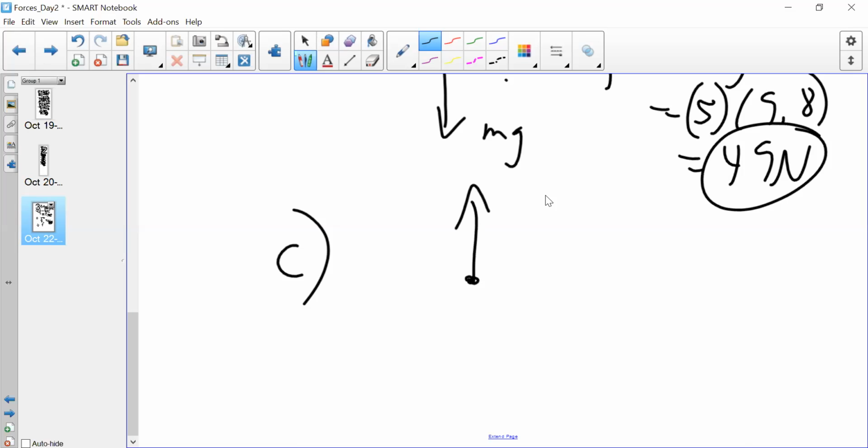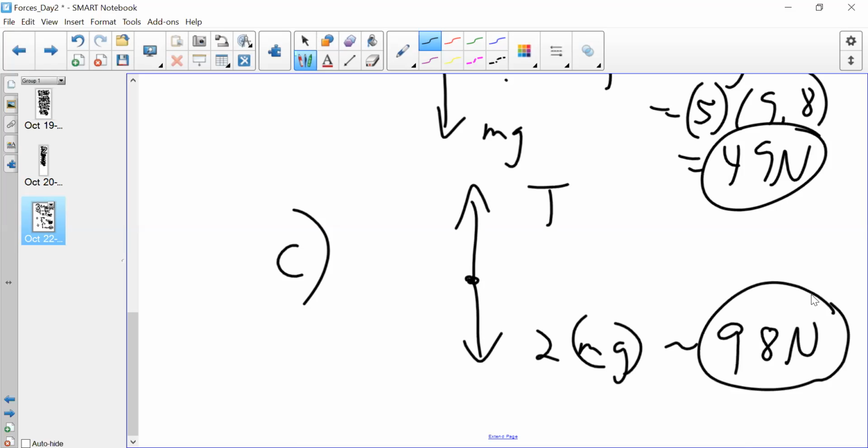Tension's up here, and then we have both of the weights. You can just say 2 times 5, 49 times 2, 98. Anybody not comfortable with that? Is that okay? Because both of those masses are working together.